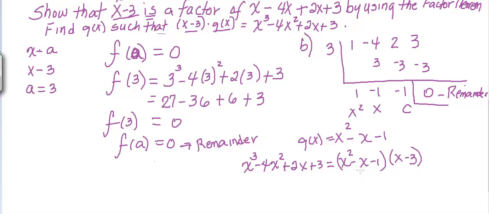And let's see if this factors. x minus 1 would be -1 plus 1. No, this doesn't factor any further. But sometimes your quotient, you can go ahead and factor it, and then you end up with 3 factors instead of just 2 factors. Okay?